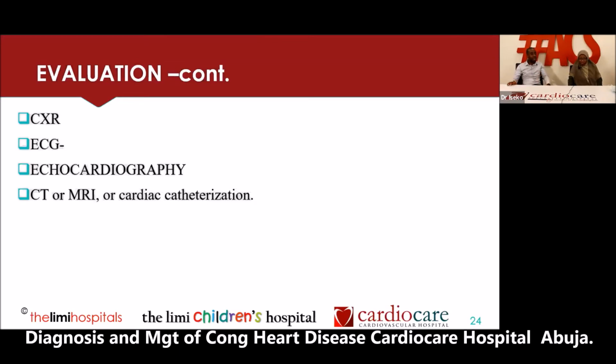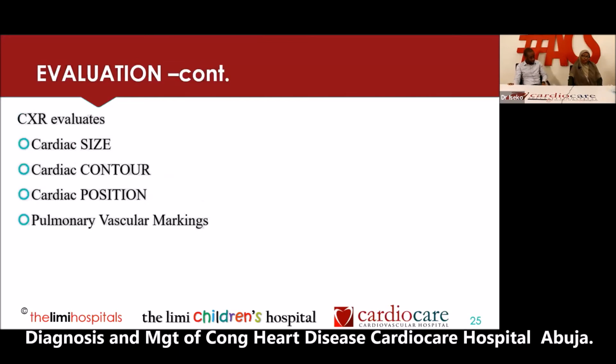So what are the abnormalities that we're looking out for on the chest X-ray? Once you have a chest X-ray before you, the things you want to look out for are the cardiac size, the cardiac contour, the cardiac position, and the features of pulmonary and vascular marking, whether increased or reduced. These are the things that would guide the information you'll be able to get from the chest X-ray. In evaluating the cardiac size, we usually talk about the cardiothoracic ratio.